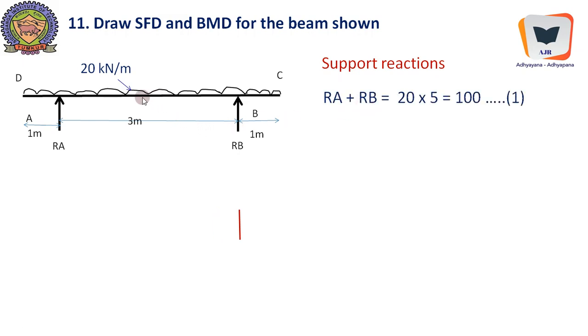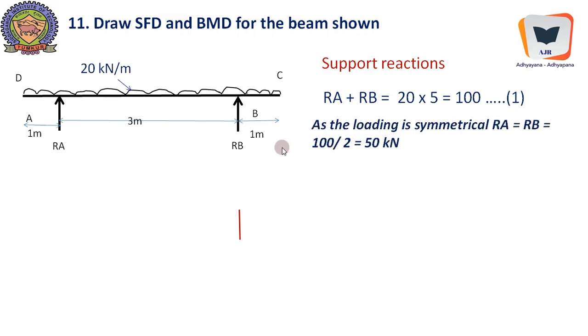Okay, symmetry should be identified with respect to center of the beam, as I told earlier in my tutorial. With respect to center, we have to look aside, that is to the left and to the right, and the loading is symmetrical distance wise as well as intensity wise. Therefore, RA plus RB equal to 20 into 5, it gives us 100, and it will be shared by the two supports. RA equal to RB equal to 100 divided by 2, that is 50 kilonewton.